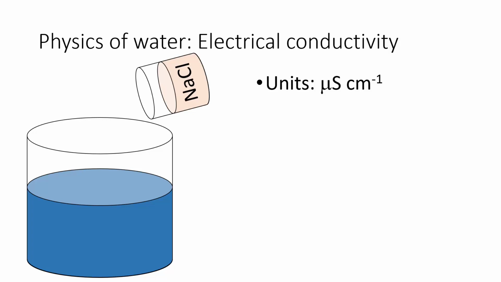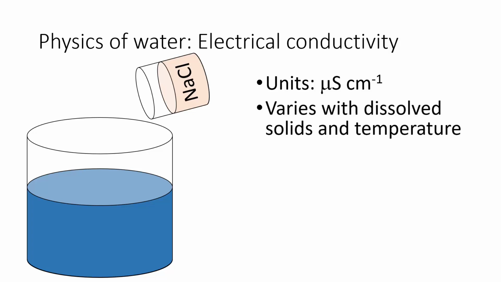A Siemen is the same thing as the inverse of an ohm, or what's sometimes called a mho. So the conductance is the inverse of resistance, and a microsiemen is a unit of conductance, and per centimeter tells you something about it being normalized to a particular geometry of what you're measuring the conductance of. Now this electrical conductivity that we can measure will vary with the dissolved solids in the water, but unfortunately it also varies with temperature.